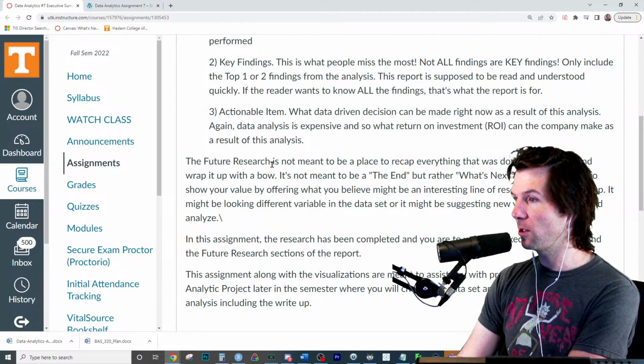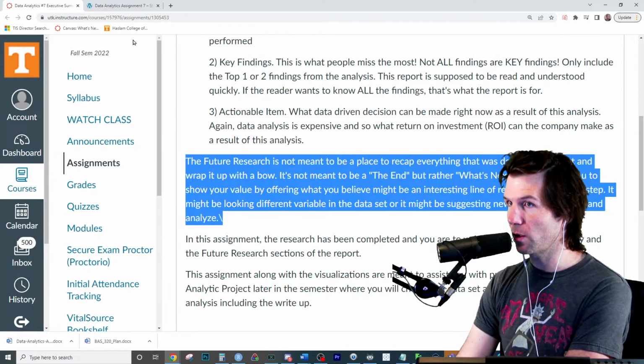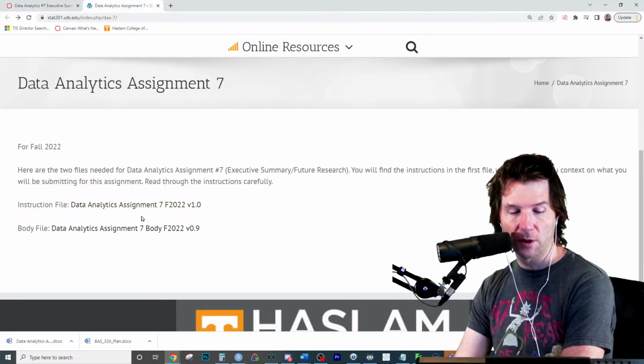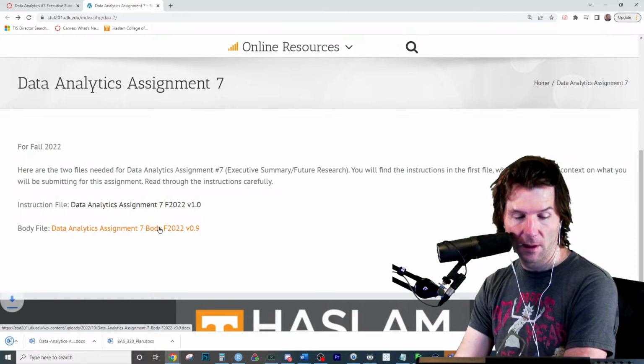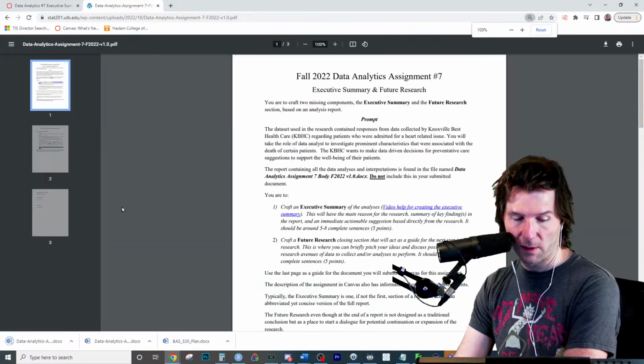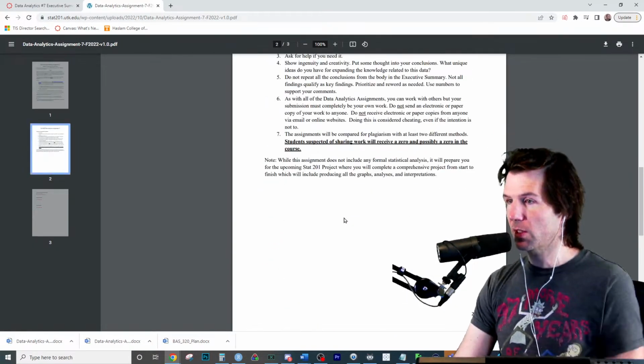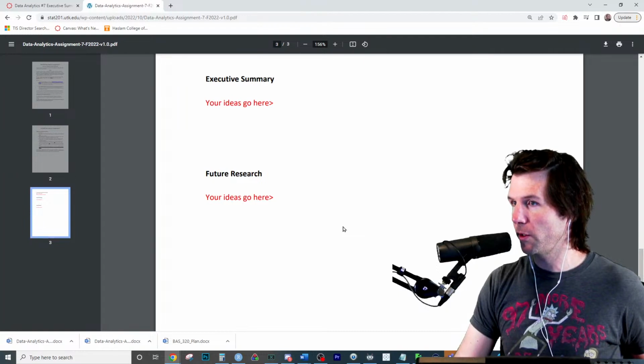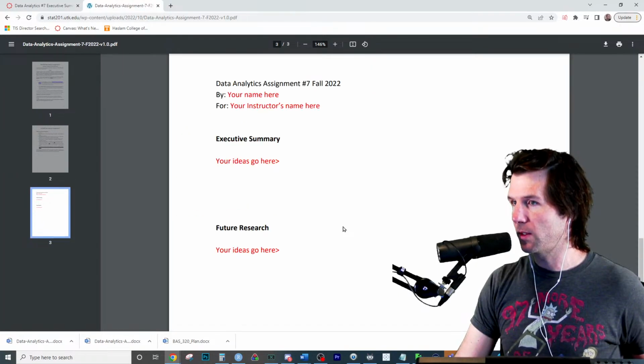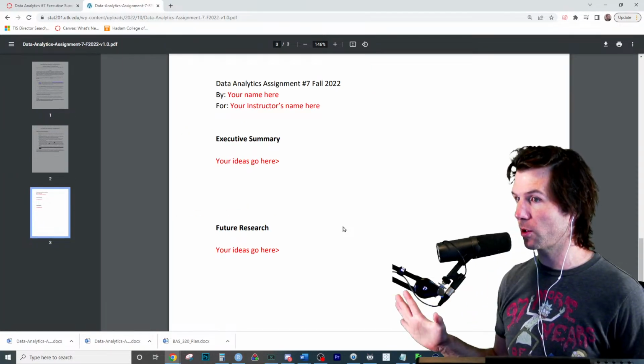So the last thing to do is a paragraph on future research. And we kind of show how what you're going to turn in looks like. This one I'll click on. This is what it looks like when you turn it in right here. This is all you're turning in. You're turning in an executive summary and future research. So that's what you're turning in.